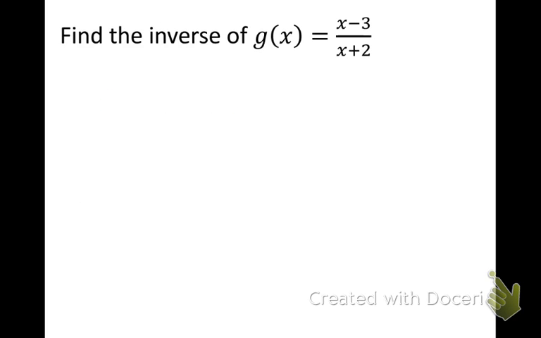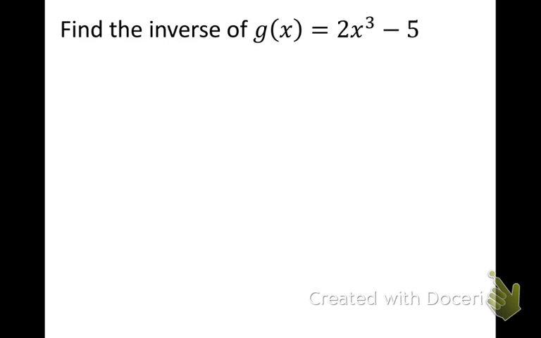Okay, now we want to find the inverse of, whoops, I skipped one. The inverse of g of x equals 2x cubed minus 5. First up, we got to replace that g of x with a y. So we get y equals 2x cubed minus 5. Now we swap the x and y. X equals 2y cubed minus 5.